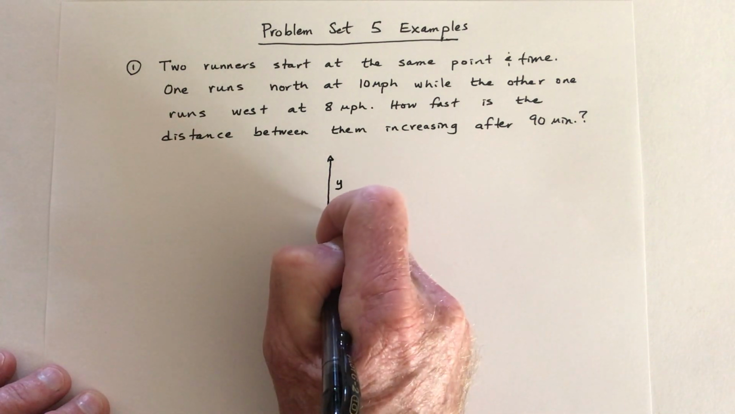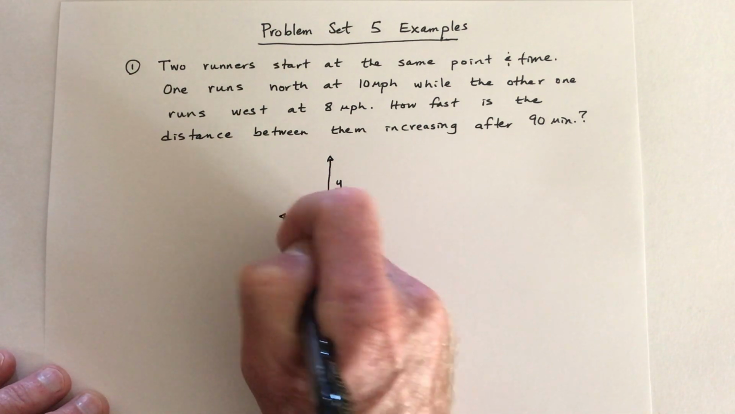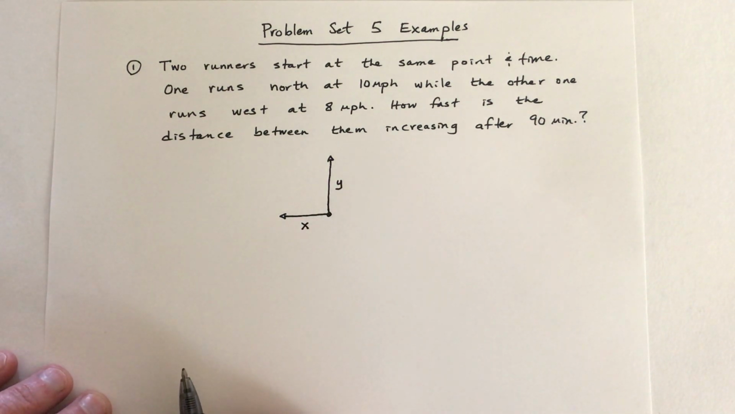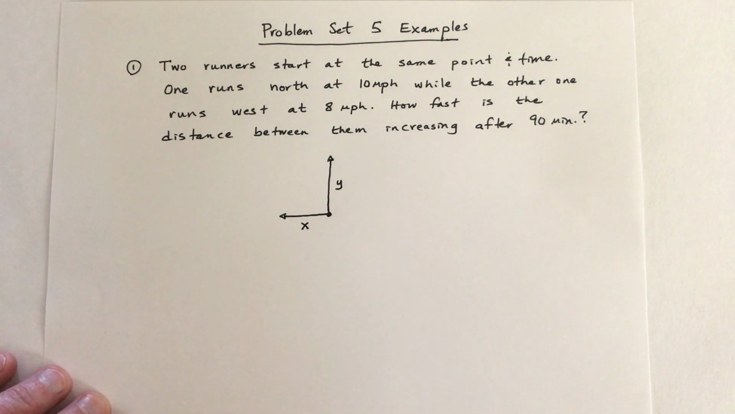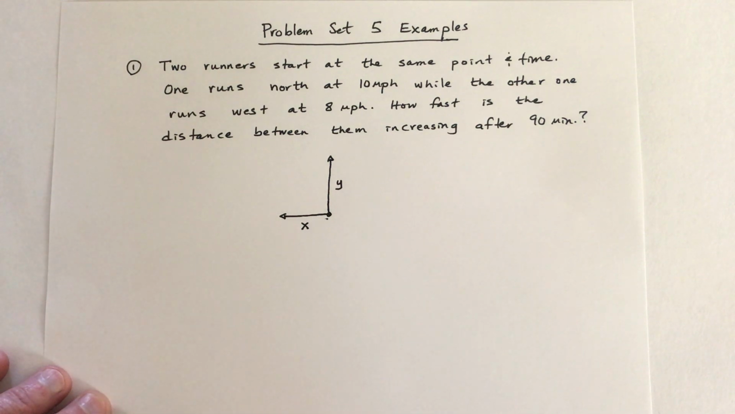And then another person starts running west. I guess these two people didn't like each other. They didn't want to go running together. So the X person isn't quite as fast. Oh, maybe that's why they weren't running together, because they weren't the same rate. Anyway, so this person is running west, and X is how many miles that person has run.